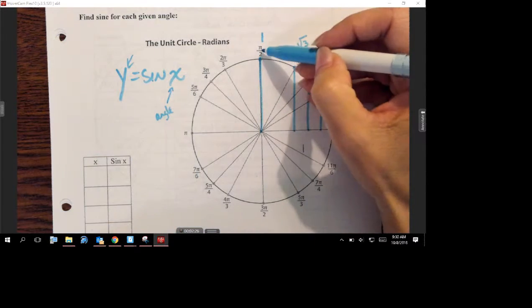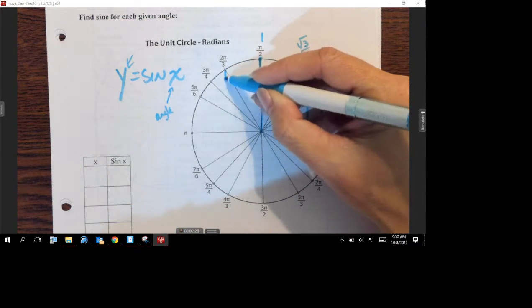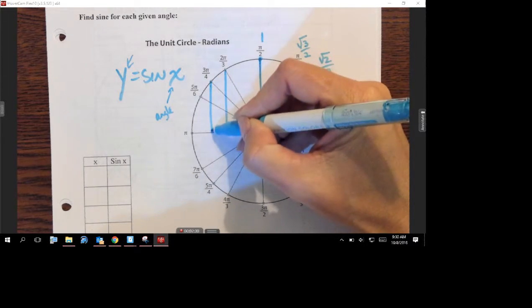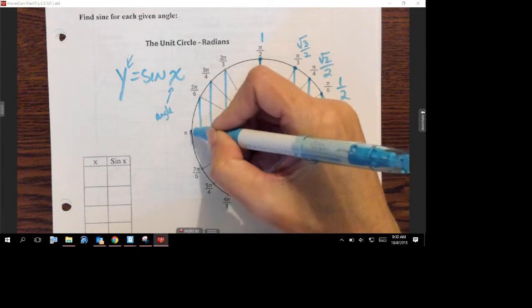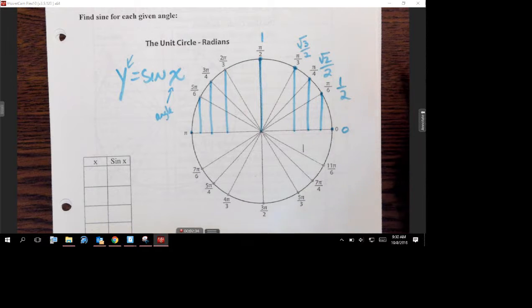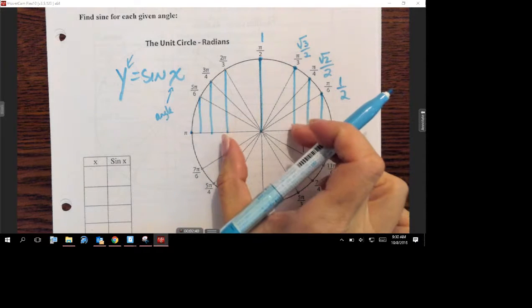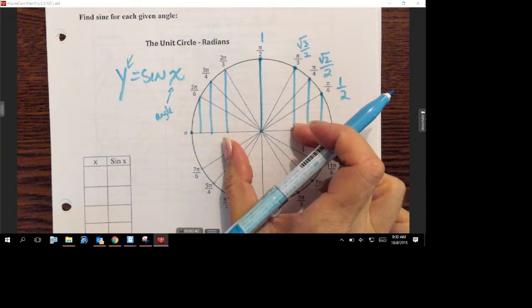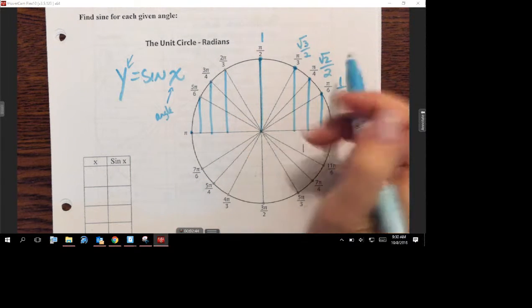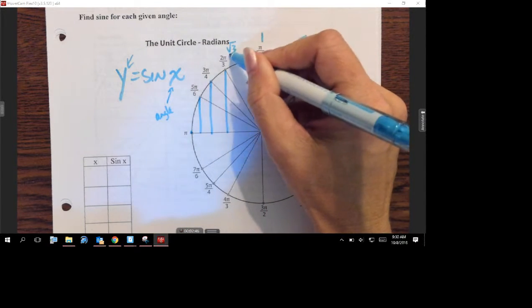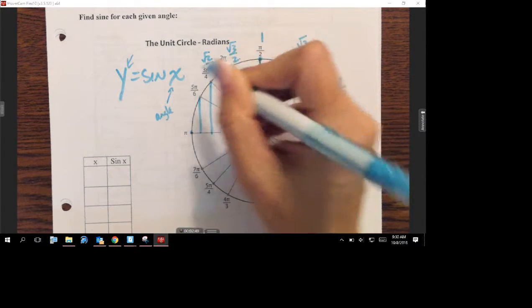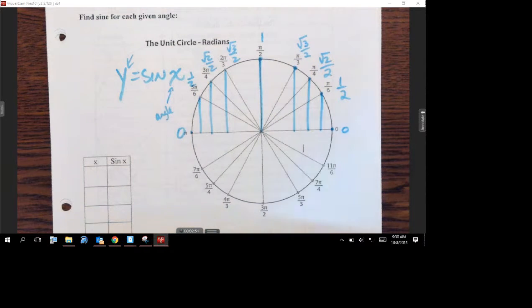And once we go past pi over 2, now if we look at my y value lengths, they're getting smaller. And they reflect, they're the exact same as the ones in the first quadrant. They're also positive, they're just going back down. So radical 3 over 2, then radical 2 over 2, then a half, then 0. So I'm just looking at how long these blue lines are.